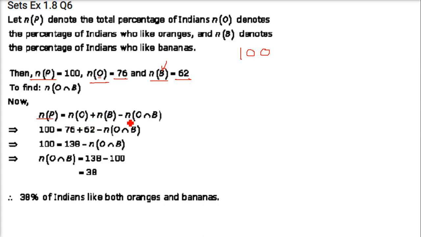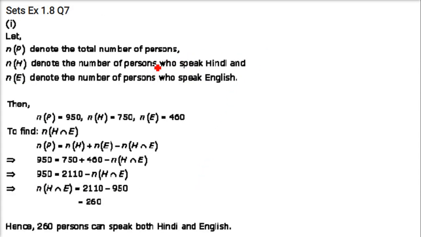So NP will be equal to NO plus NB minus NO intersection B. This is 100, this is 76, 62 will be this, we have to find out. It will come as 38. And this will not be written like this, it has to be written in the percentage form. So 38% of Indians like both oranges and bananas.